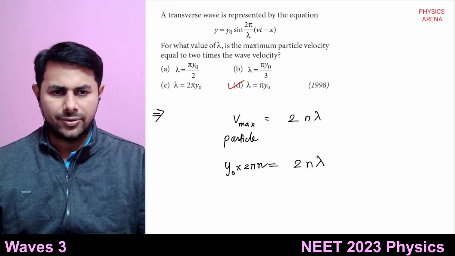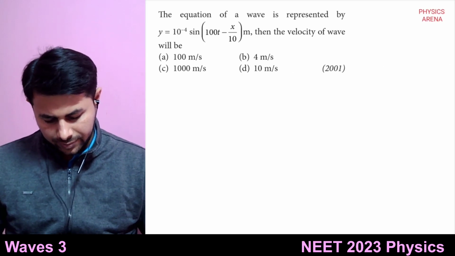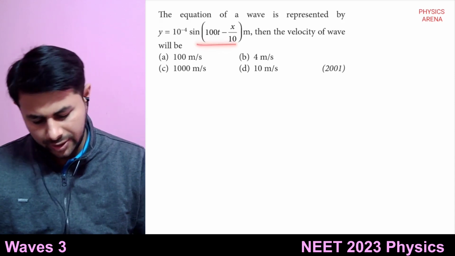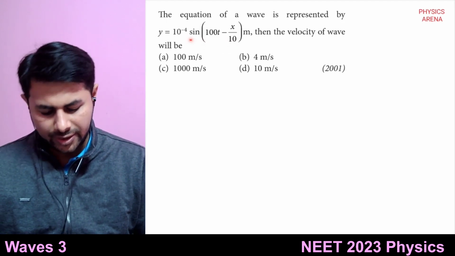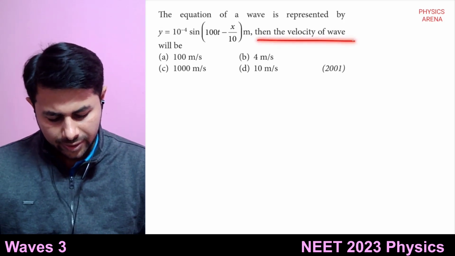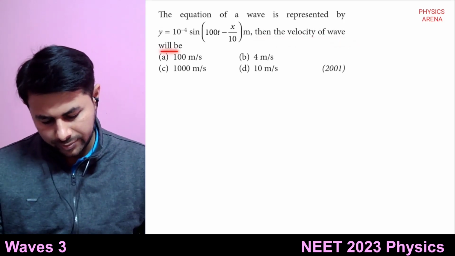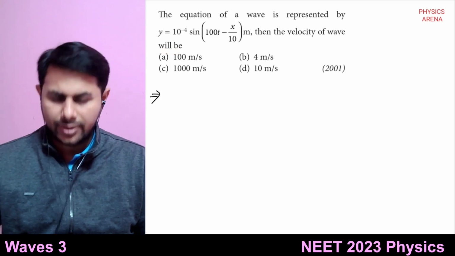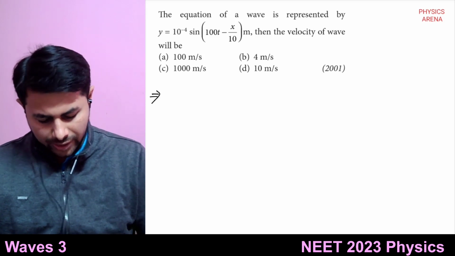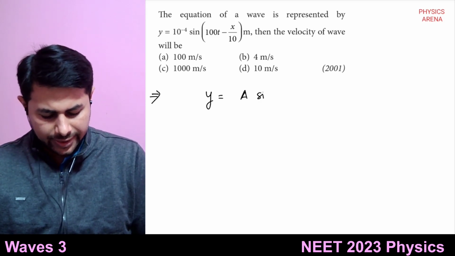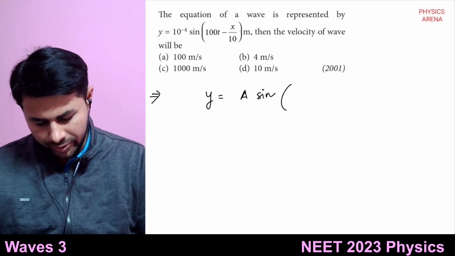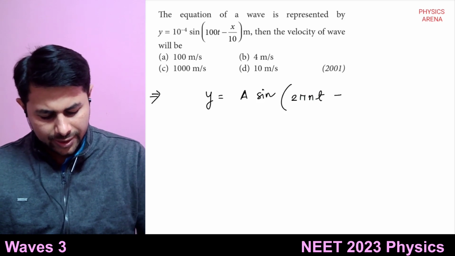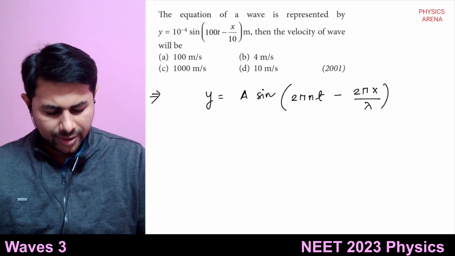Clear? Okay, good. Next question. The equation of wave is represented by 10 raised to minus 4 sine of (100 t minus x divided by 10) meters. Then the velocity of wave will be. Again you have to find out n and lambda. So compare this with y equals a sine of omega t, or you can say 2 pi n t minus 2 pi x divided by lambda.